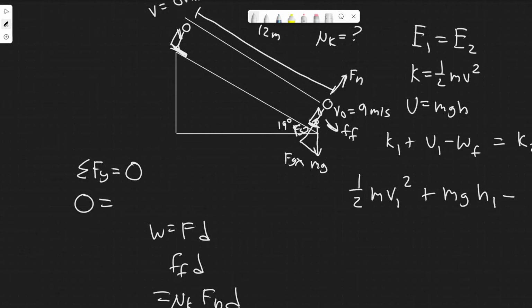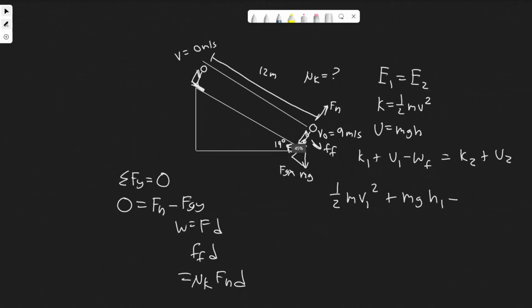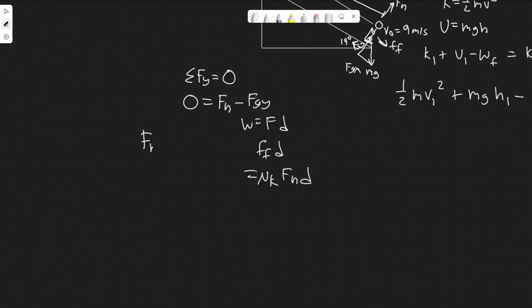So 0 is going to be equal to the sum of the forces in the y. We have the normal force, and then we also have F_g of y. Those are the two forces in the y; these others are all in the x. So we have F sub n, if upwards is positive, minus F_g of y. So F sub n in this case is equal to F_g of y.